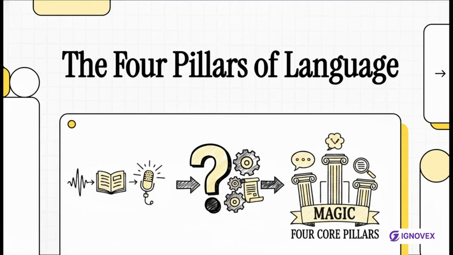Have you ever just stopped and thought about how wild language is? Seriously, it's this system we use every single second, turning little puffs of air and scribbles on a page into these huge, complex ideas. But how? How does that even work? Well, today we're going to pull back the curtain and break it all down into four core pillars.